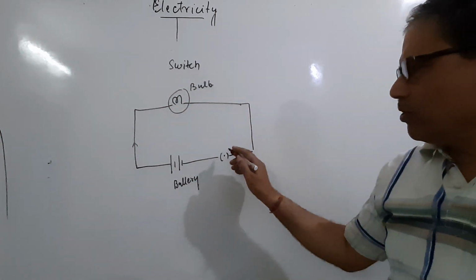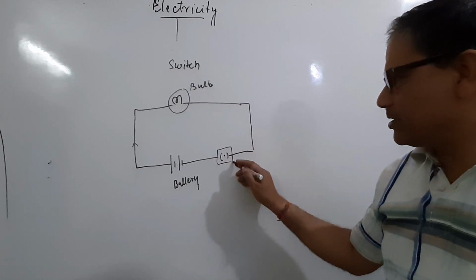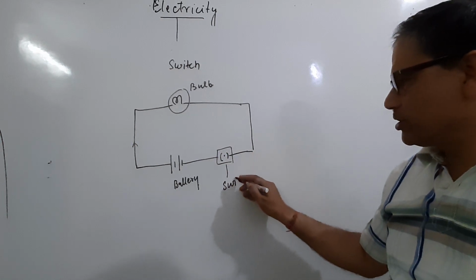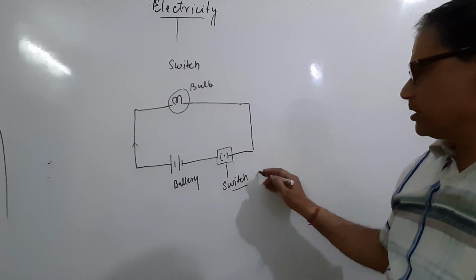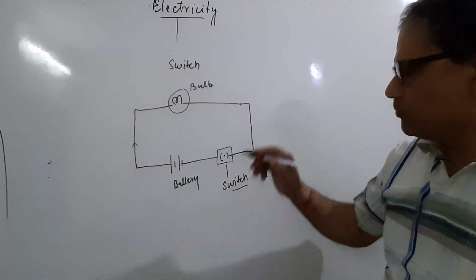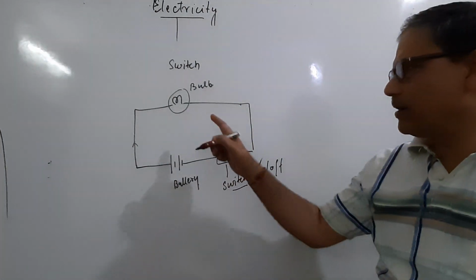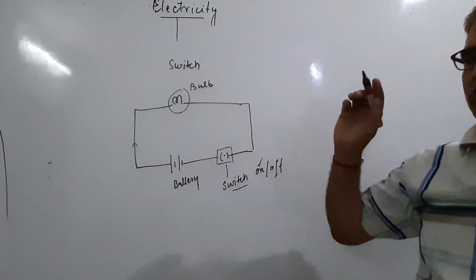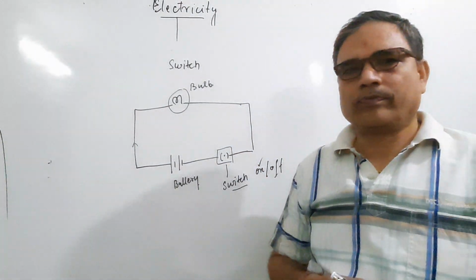And the bulb will glow only in the presence of this. What is this? Switch. If the switch is on, then the bulb will glow. If the switch is off, then the bulb will not glow.